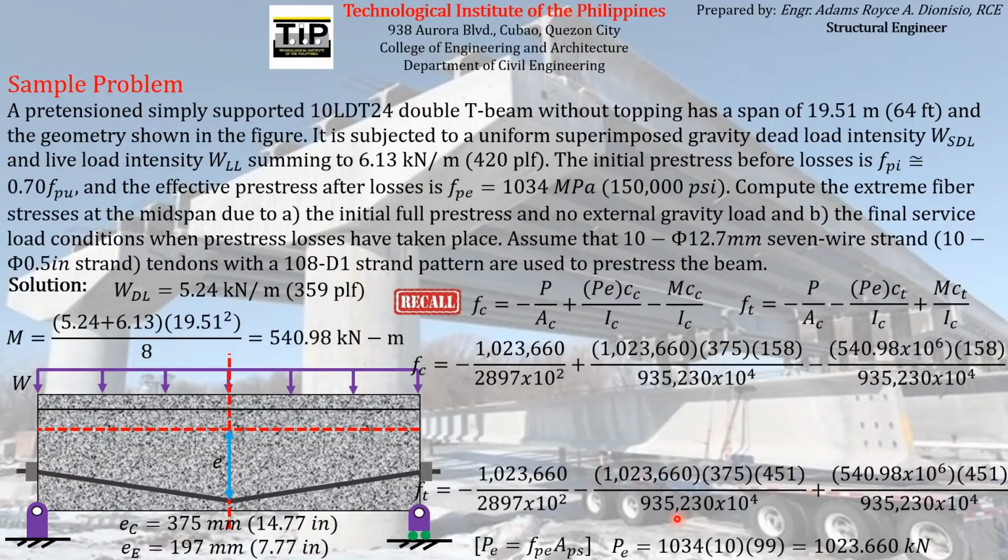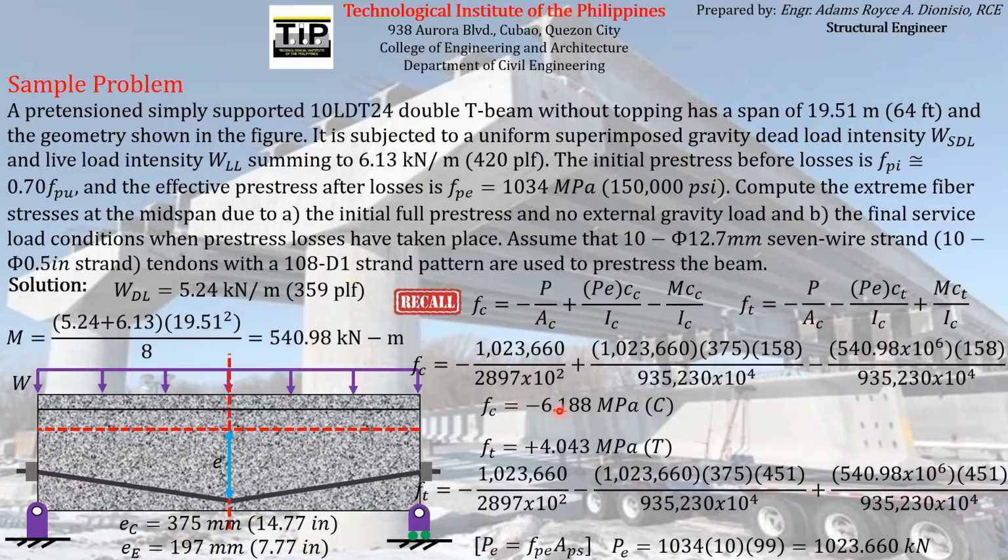If you try to compute this on your calculator, you can have this value, and if you compute this expression here, you can compute for this value. So you can see that the stress at the extreme pre-compressed zone is actually a compressive stress, while the stress at the extreme pretension zone is equal to 4.043 megapascal, which is a tensile stress because it has a positive sign.